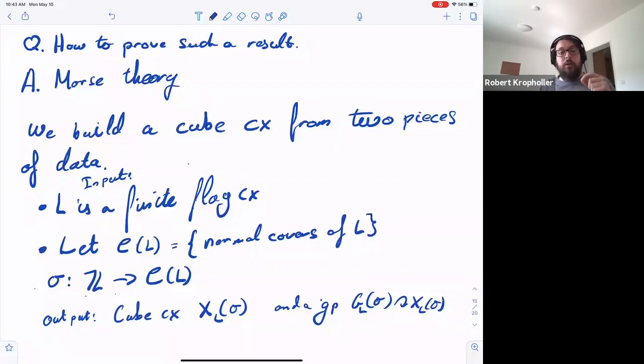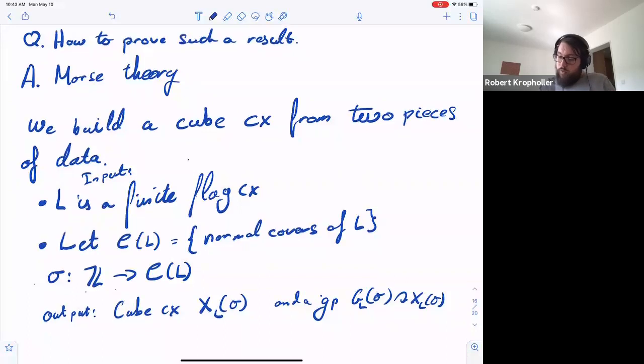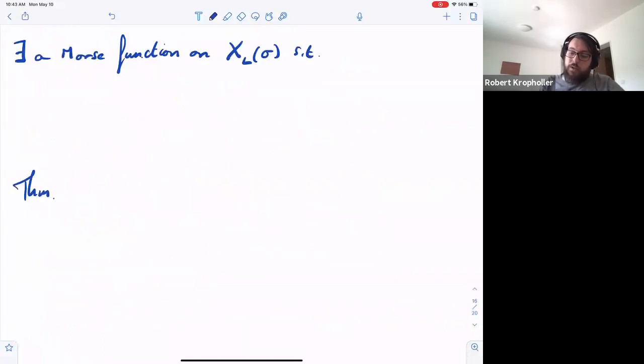Okay, so there exists a Morse function on XL sigma such that we know what the ascending and descending links are. If you haven't met Morse functions before, don't worry too much. I'm just saying how you program in the covers L. And if you haven't met Morse functions before, then this will all make sense to you.